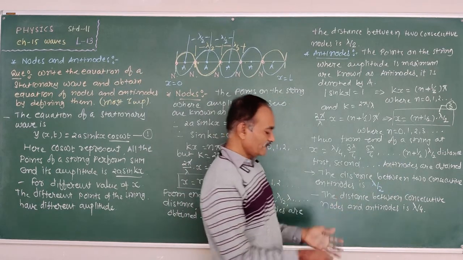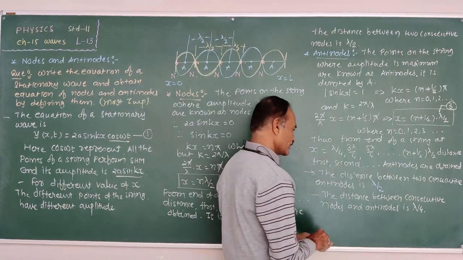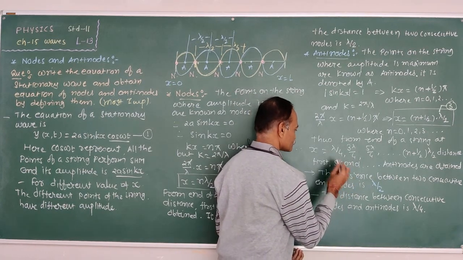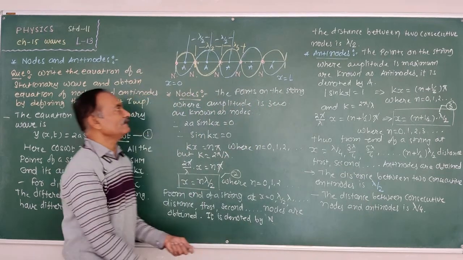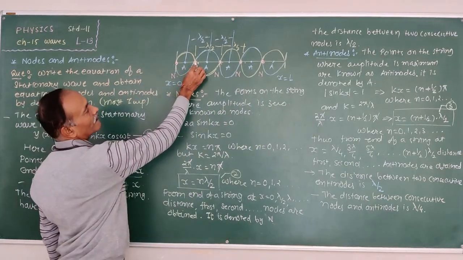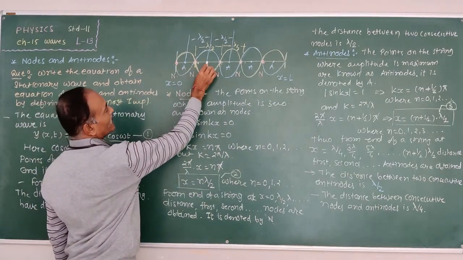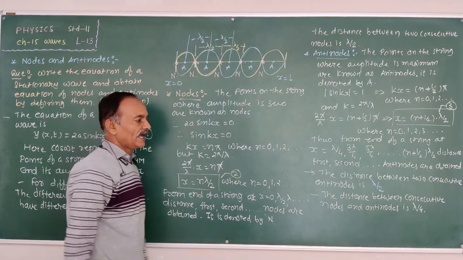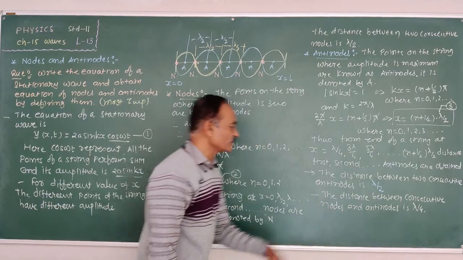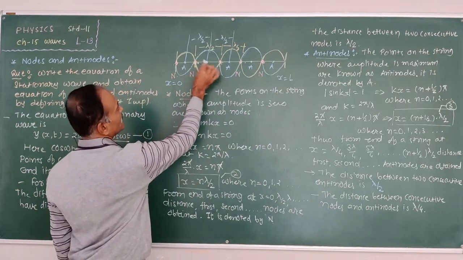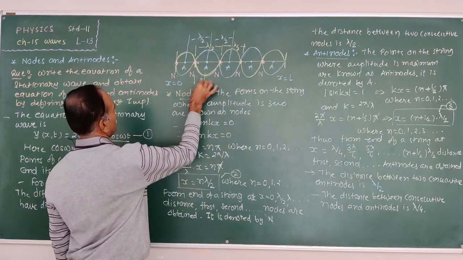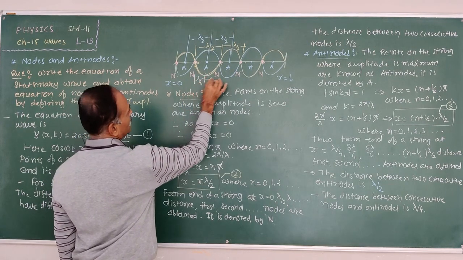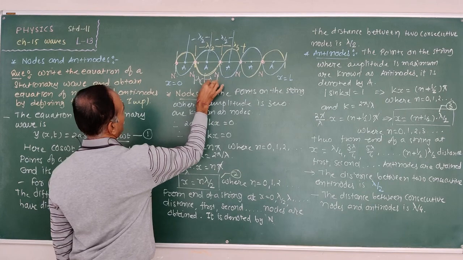The distance between two consecutive antinodes is lambda by 2. The same way for nodes. Here the antinode lambda by 2, again antinode lambda by 2. And the distance between the consecutive nodes and antinodes is half of this, that means lambda by 4. Again, antinode to node is lambda by 4.